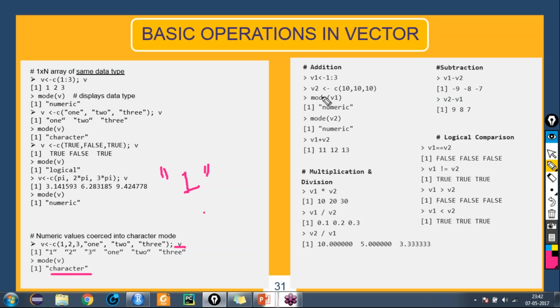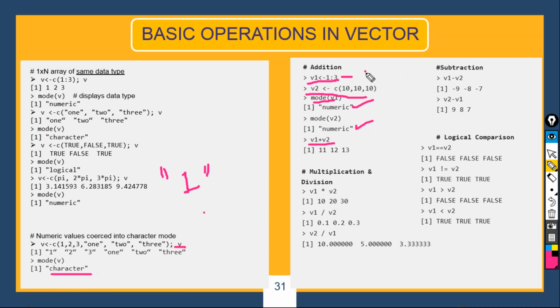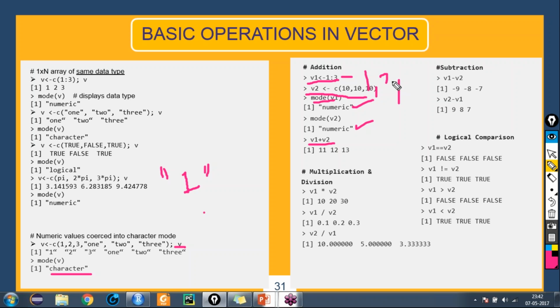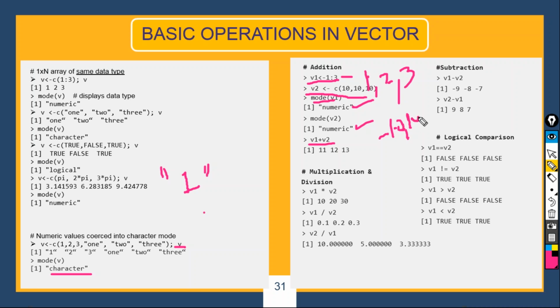Fine. Now a few operations we can perform are addition, subtraction, multiplication, and logical comparison. So this is assigning a value to a vector, and this is again assigning a value. Then when we do mode V1, it says numeric, and mode V2 again says numeric. And when you do addition, V1 has 1, 2, 3, and V2 has 10, 10, 10. So 10 plus 10, 10, let me write it down.